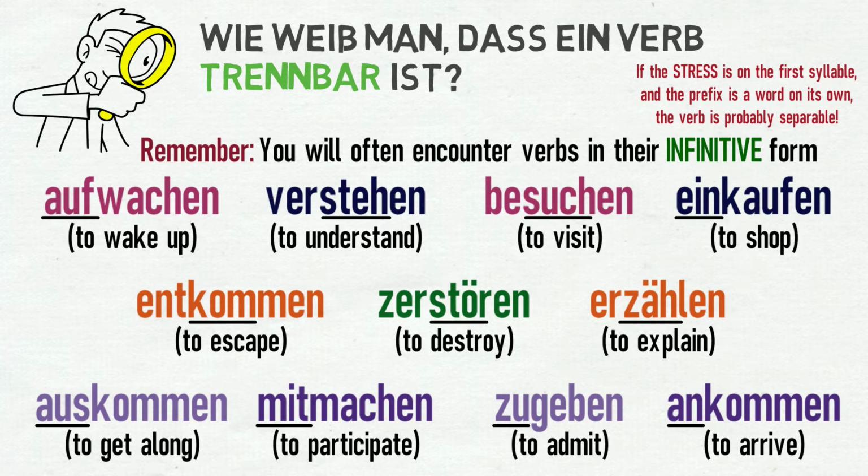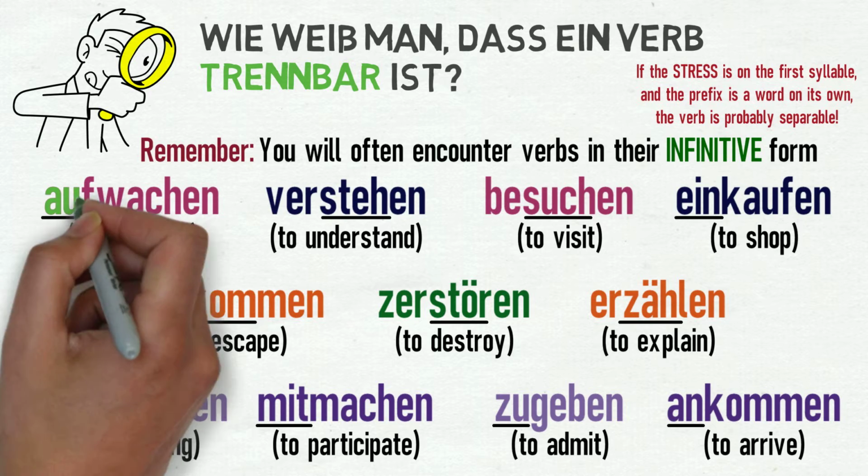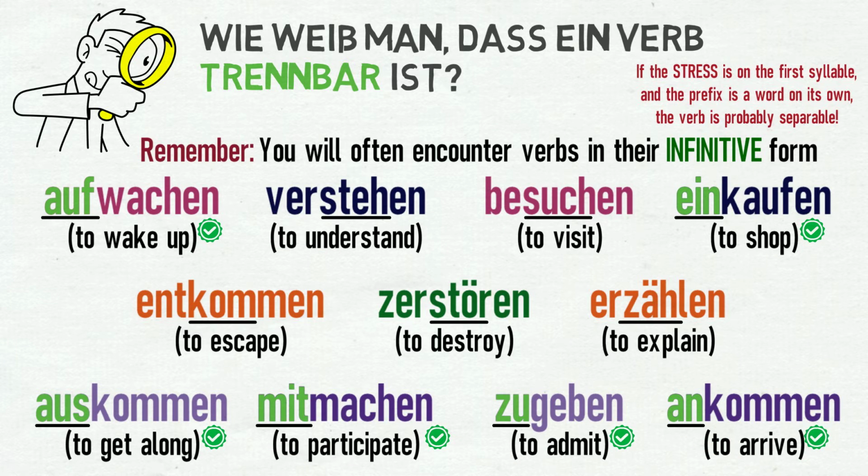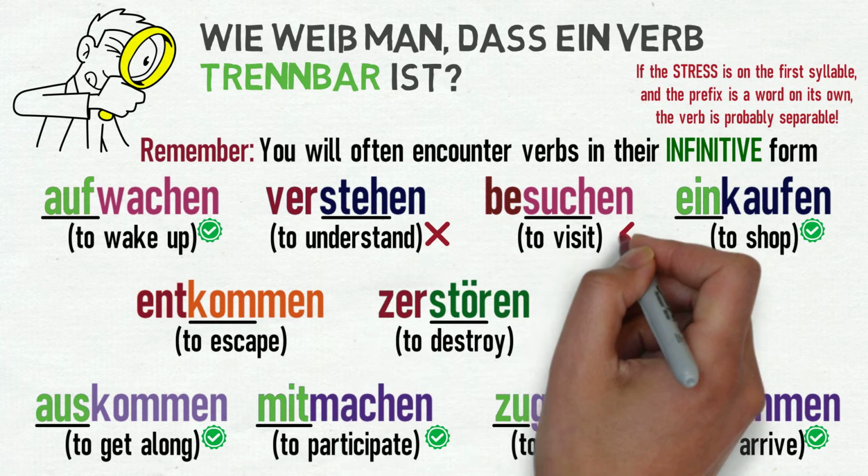As you can probably tell, the verbs which had the stress on their first syllable contain the prefixes auf, ein, aus, mit, zu, and an, all of which are words in their own right. These verbs are therefore separable. As it happens, verbs that start with ver, be, ent, zer, and er are never separable.